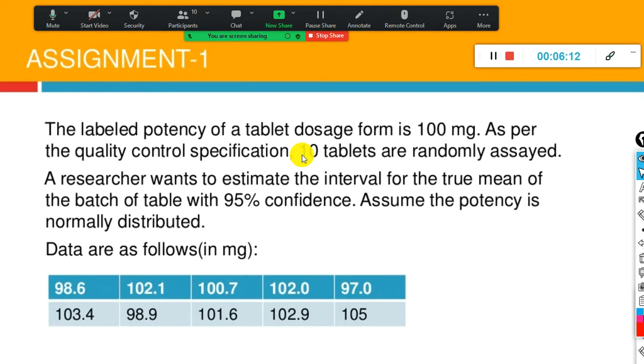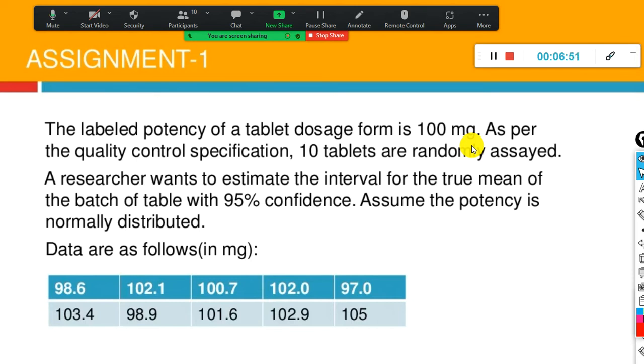Did they give the mean value here? No, they did not give the mean value, but they have given the sample data. So 10 tablets are randomly assayed. If you find out the average, whatever you get is your sample mean. And with this you can find out the standard deviation. Your sample size is 10. So you know the mean and standard deviation for your sample, and the sample size. Here we are not given the population standard deviation. Hence we need to conduct the t-test.